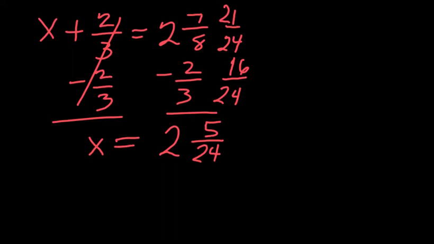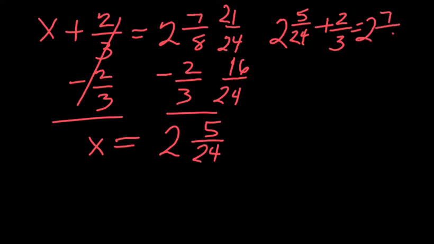To check it, we're going to put 2 and 5 24ths back in x's spot and see if it really checks. So, we need to either stack it or make it improper. Either way will work. So 2 times 24 is 48. 48 plus 5 is 53.